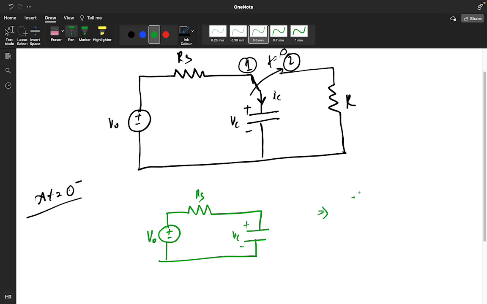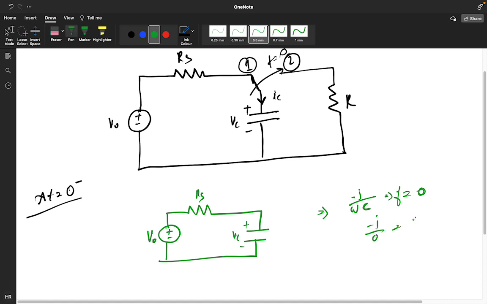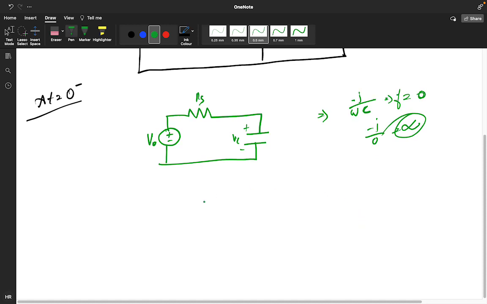And what is actually a capacitor? A capacitor is minus j by omega C. So we have a DC value, that means the frequency is 0. If we put the frequency 0, what value will you get? Minus j divided by 0 is infinite. That means at infinite amount of time, my circuit will become an open circuit like this.